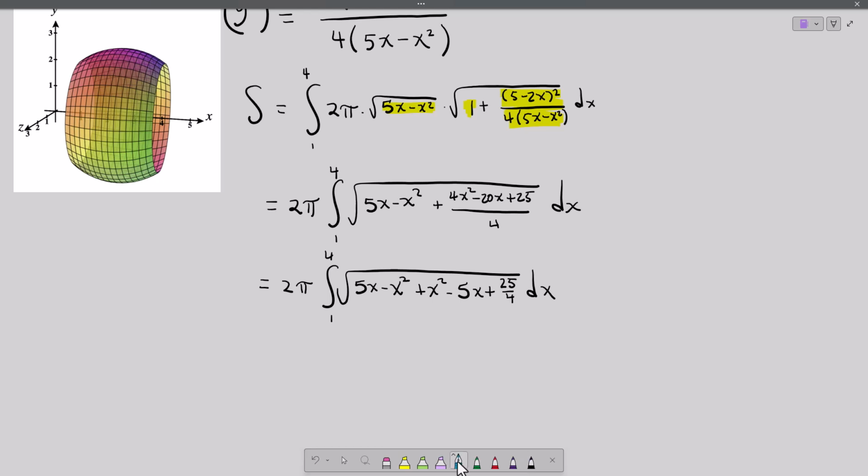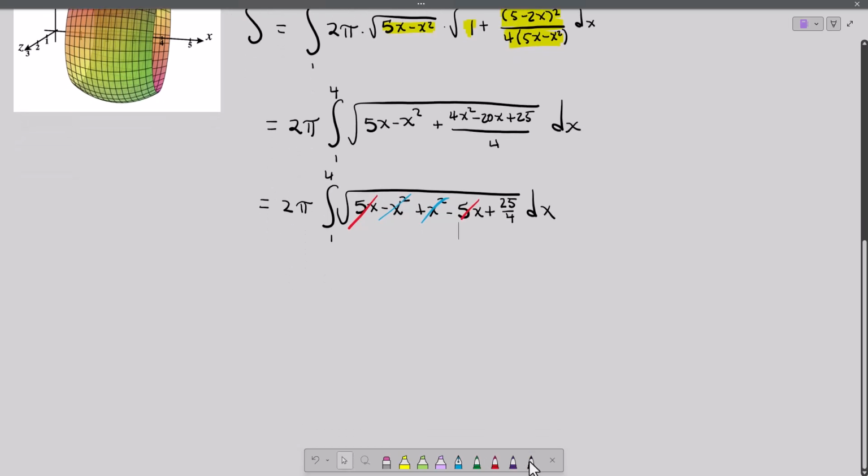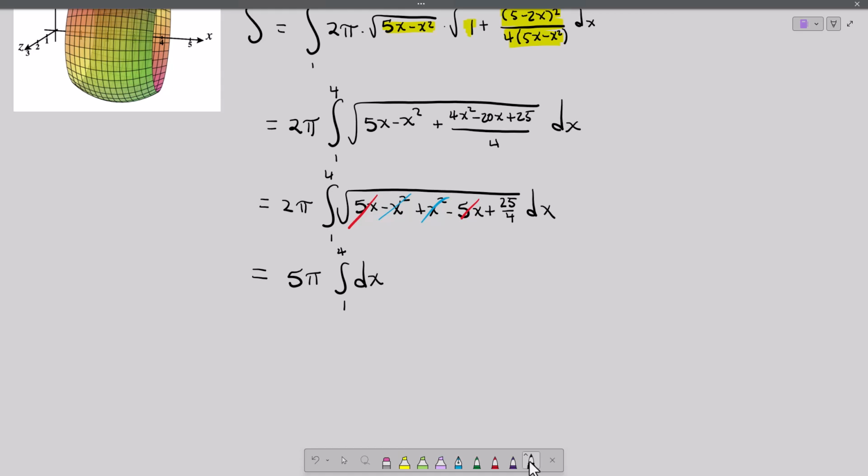And we have a bunch of cancellation. These cancel, and the only thing left is the constant, 25/4, inside a square root. Square root of 25/4 is 5/2. So this is what it's going to simplify down to. That 5/2 can come out to the front. You multiply by 2 pi, the 2's cancel.